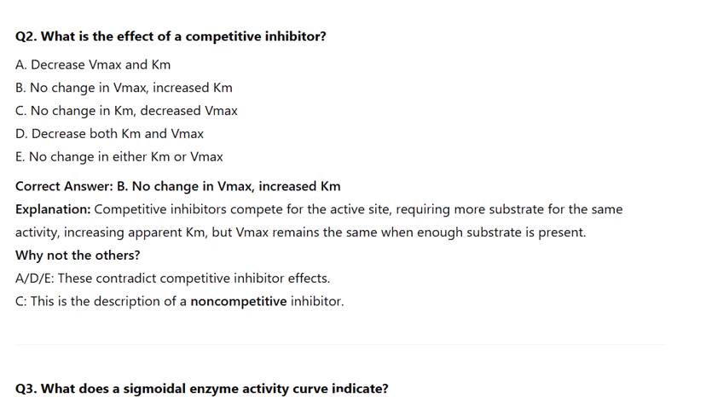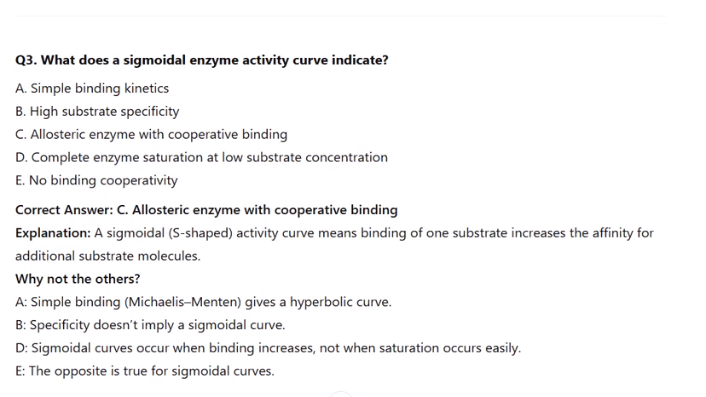Q3, what does a sigmoidal enzyme activity curve indicate? A, simple binding kinetics. B, high substrate specificity. C, allosteric enzyme with cooperative binding. D, complete enzyme saturation at low substrate concentration. E, no binding cooperativity. Correct answer C, allosteric enzyme with cooperative binding.